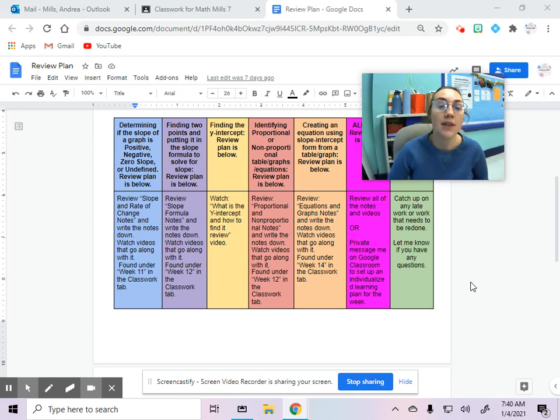And the purple plan is finding 2 points and putting it into the slope formula to solve for the slope. This video is going to be as quick as I can possibly make it. It is going to be a review.